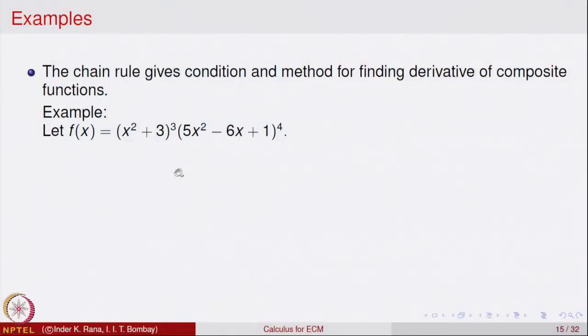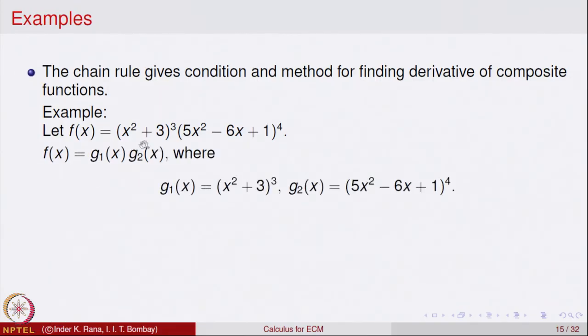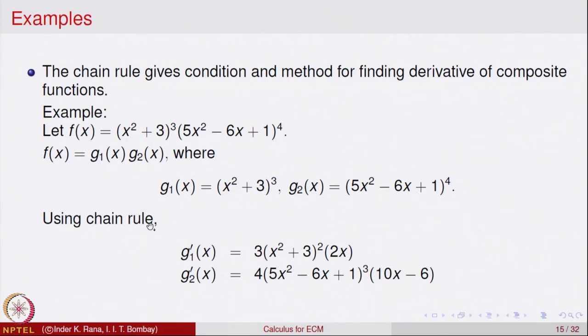So let me revise once again what we have done. We looked at this function, which we can call g1 into g2 of x. This function is g1, this function is g2. So g1 of x is equal to (x square plus 3) raised to power 3, and g2 of x is equal to (5x square minus 6x plus 1) raised to power 4. So using the chain rule, you can compute the derivative of g1 and g2 separately first.